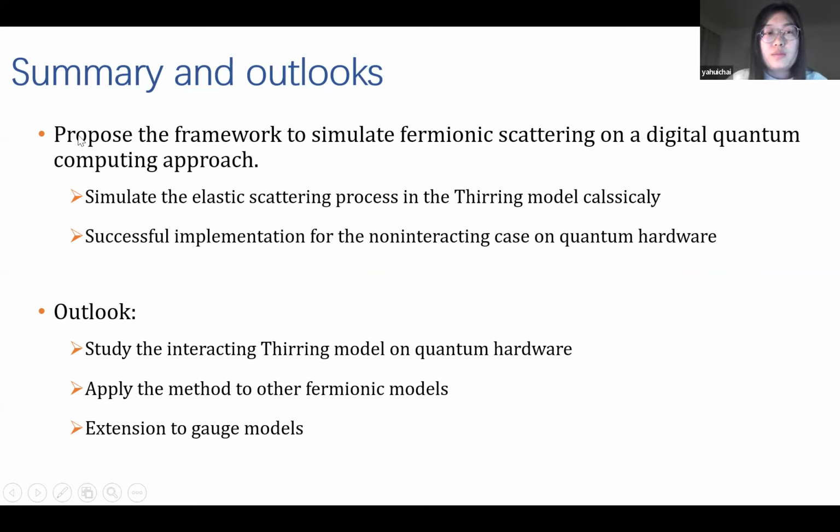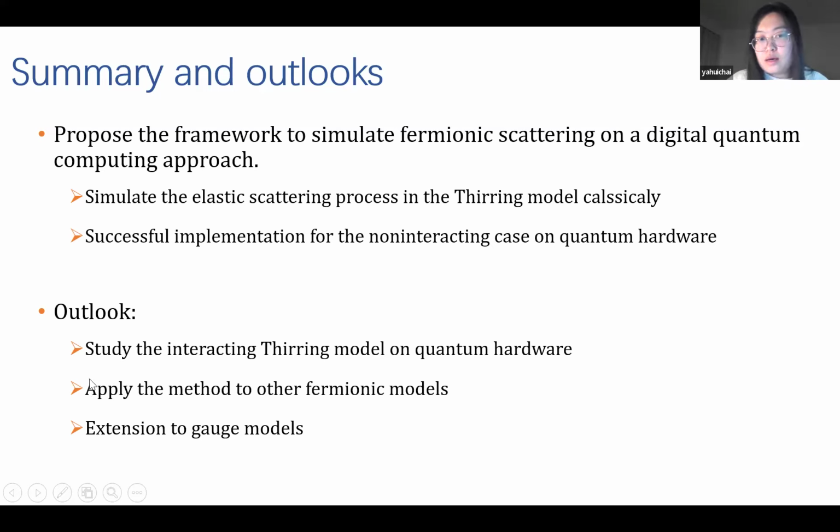Basically we propose a framework to simulate fermion scattering on digital quantum computers. And we use a theory model to test our proposal. We also run it on a hardware device, but only for the non-interacting case. In the future, the most straightforward next step is to study the interacting theory model on quantum hardware.